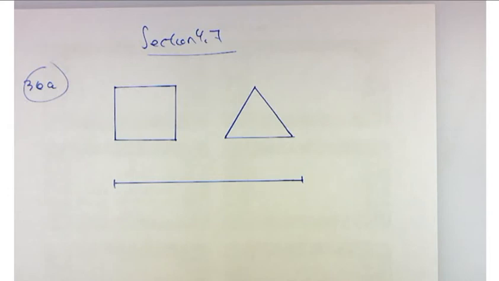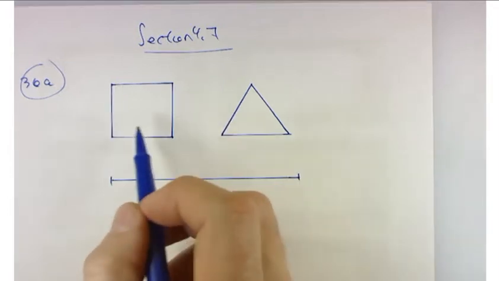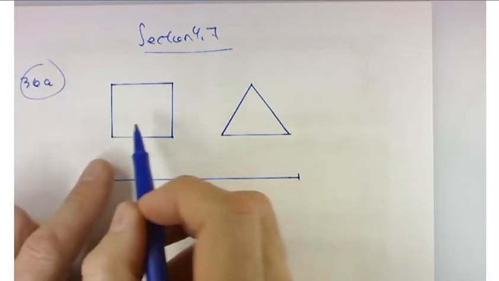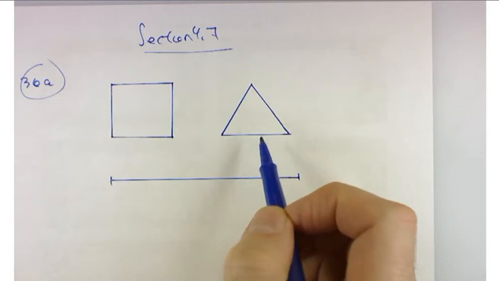Problem number 20 reads like this. It says 20 feet of wire is to be used to form two figures. In each of the following cases, how much wire should be used for each figure so that the total enclosed area is a maximum? Now, in the first part, part A, we want to find the way to maximize the area for these two figures, a square and an equilateral triangle.